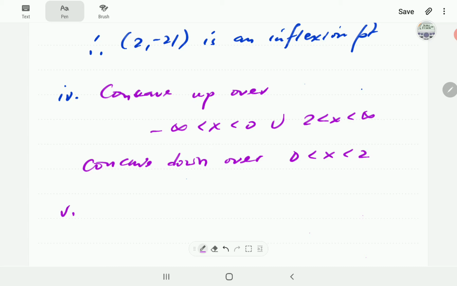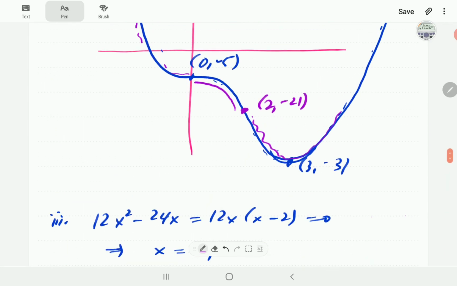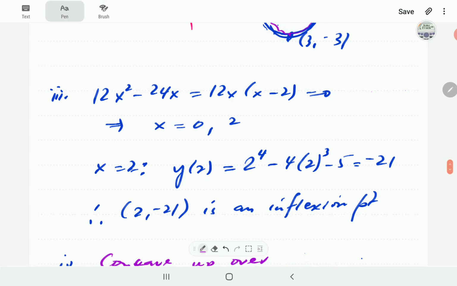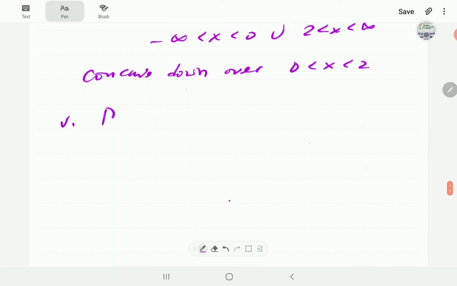Then regions of increase and decrease, again from the graph. On the left hand side of 0 decreasing, right hand side of 0 still decreasing up to x equals 3.